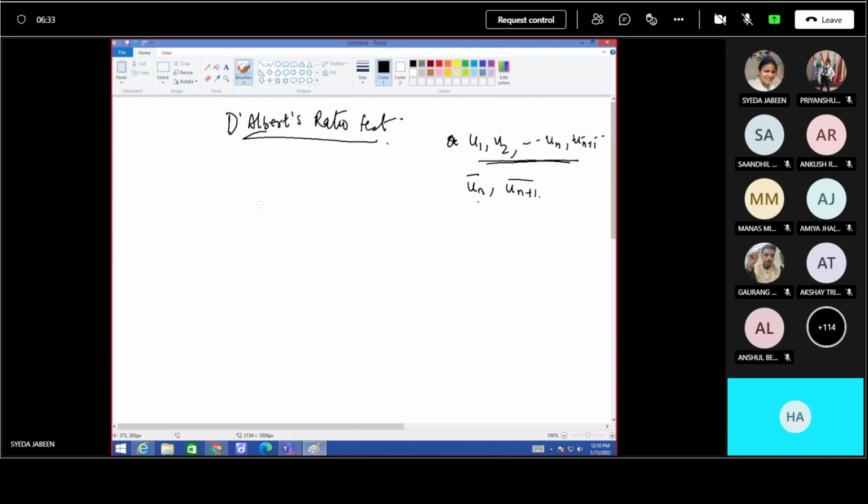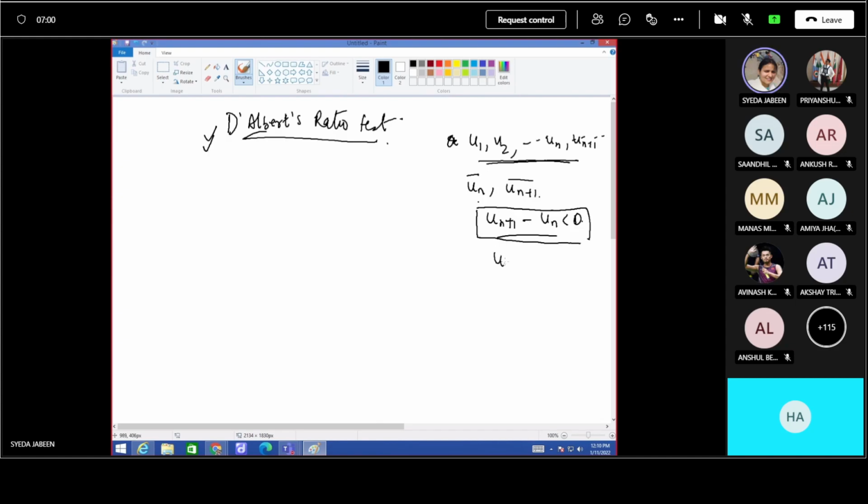Ma'am, if limit n tends to infinity, UN plus 1 by UN is less than 1. Yes, right. If you have UN plus 1 minus UN less than 1... Who said this? So if this is less than 1, then it will converge. If it is less than 0, it will be convergent. Now from this value, you can get the formula of ratio test.